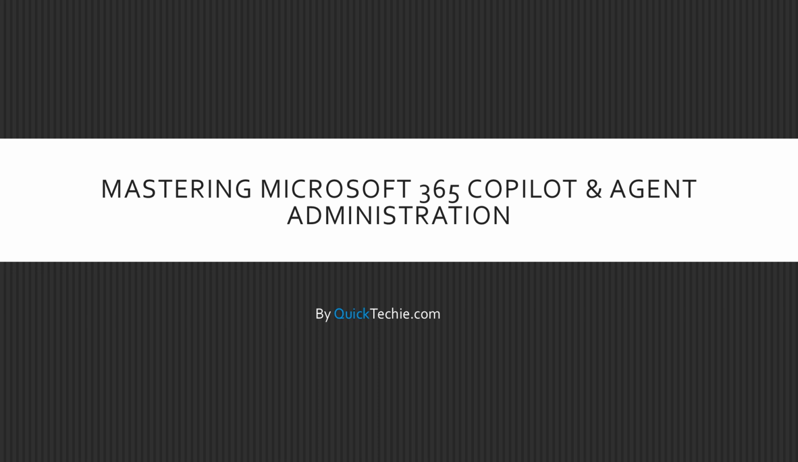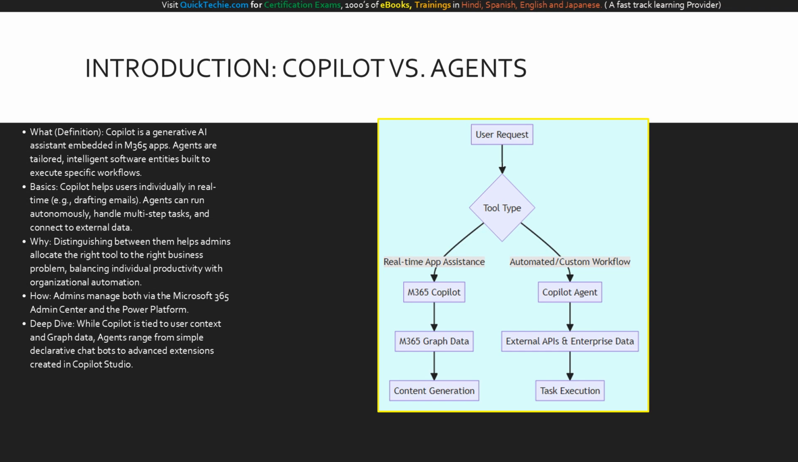Let's get started. To manage AI effectively, we must first understand the fundamental difference between Microsoft 365 Copilot and Copilot agents. Think of Copilot as your personal, embedded assistant. It lives in Word, Excel, and Teams, responding to your real-time prompts to draft content or summarize meetings. It acts entirely within the specific user's context.